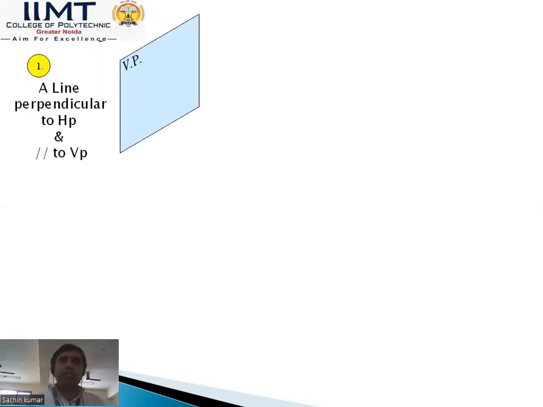So we have discussed the first case of the line, a line perpendicular to HP and parallel to VP. First we understand where the line exists with respect to the horizontal plane and vertical plane. That is the vertical plane, that is the horizontal plane, and a line perpendicular to HP. This is the XY reference line, which cuts the horizontal plane and vertical plane. That is the line AB. AB is perpendicular to HP and parallel to VP.